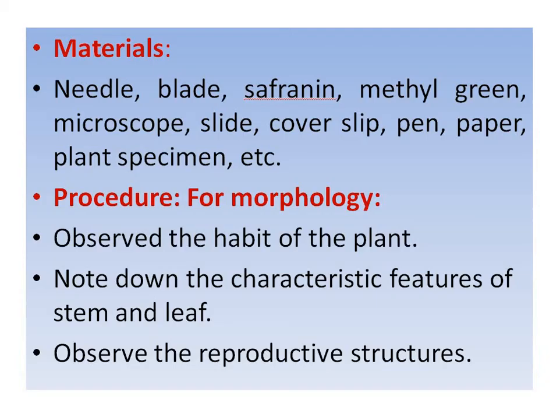staining processes. For the morphological study of the specimen, we have to observe the habit of the plant, that is, where the plant grows and what its habitat is, and we have to note down the characteristic features of the stem and leaves of the plant. We also have to observe the reproductive structures, that is the flowers of the plant, and collect these flowers and observe them under a simple microscope.